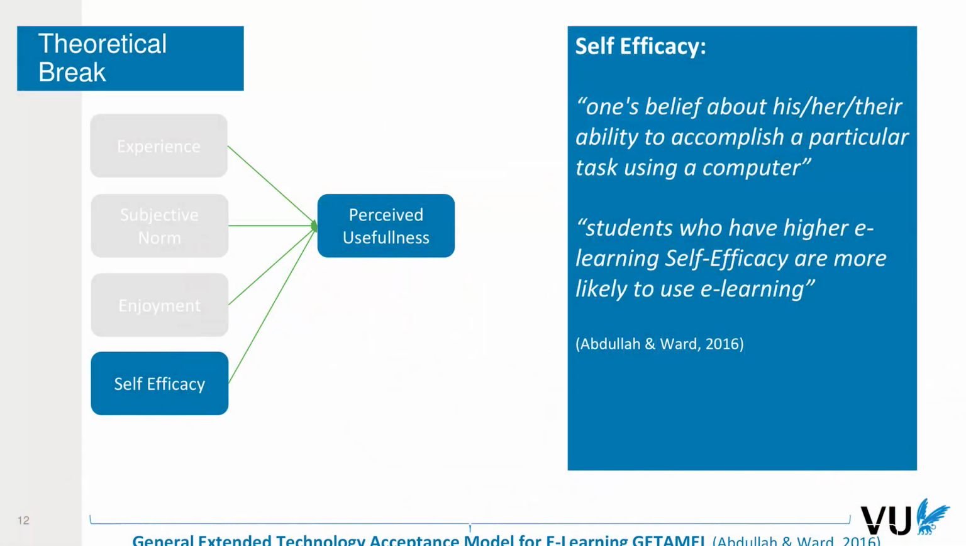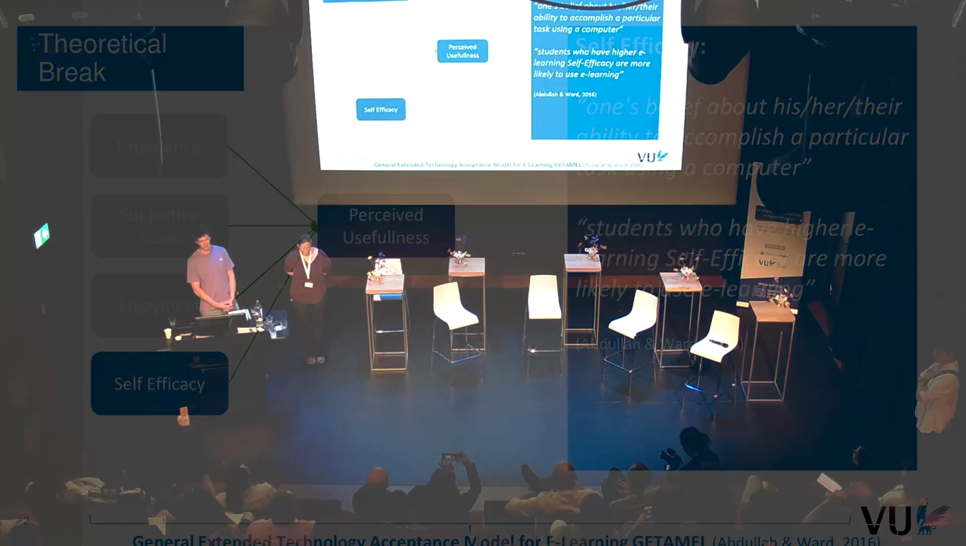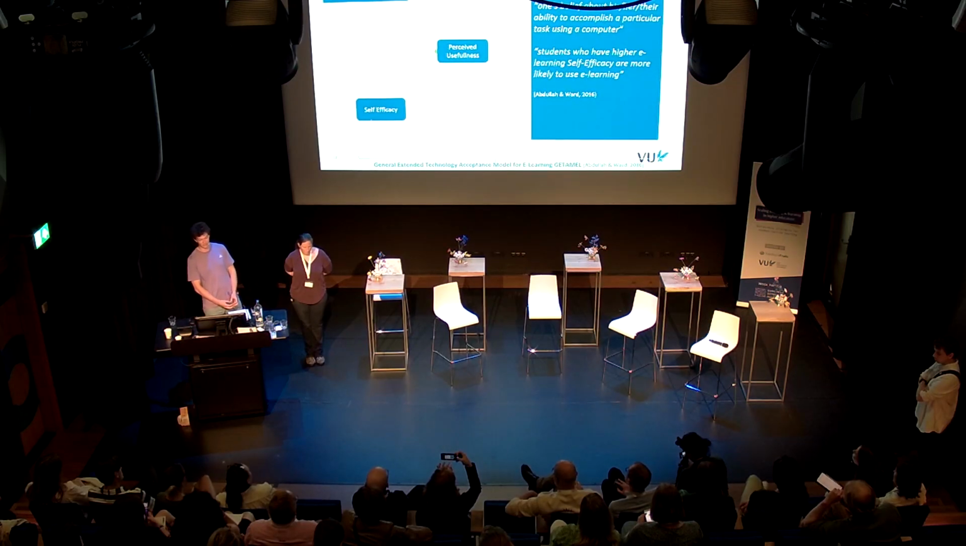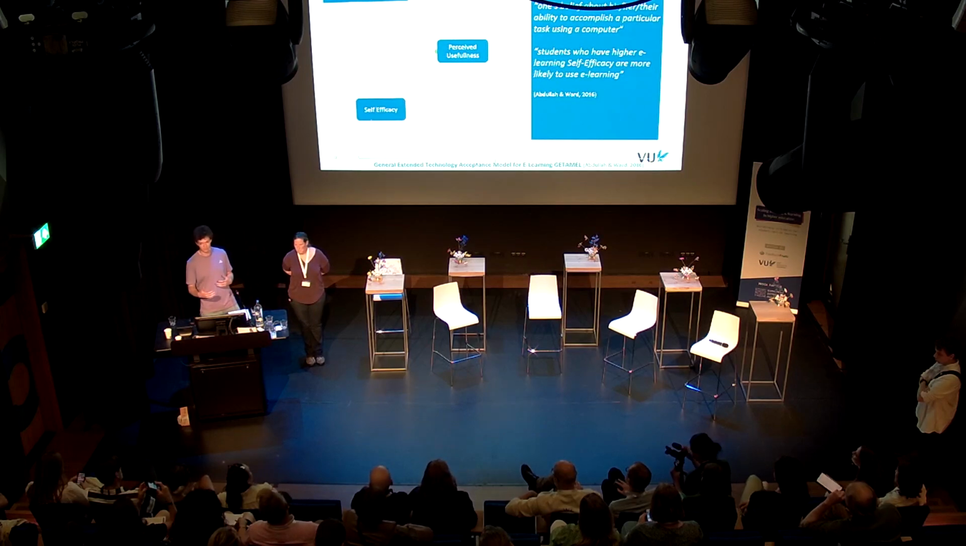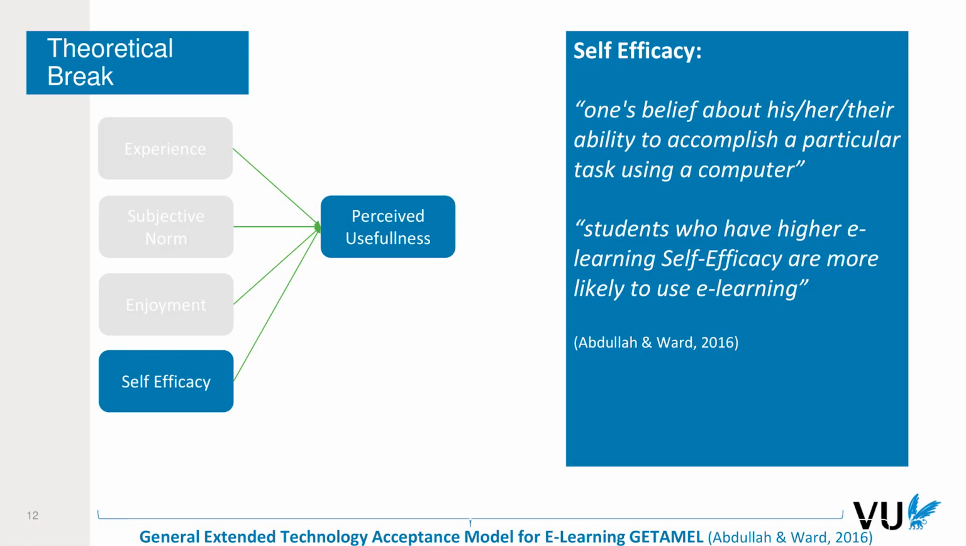Same thing goes for self-efficacy. If self-efficacy is about believing in yourself to do something, and also believing in yourself to do something the right way. If I think I am not able to do something, I don't think it's very useful, and the other way around. If I'm very much confident and able to do something, I will also see the use more easily.